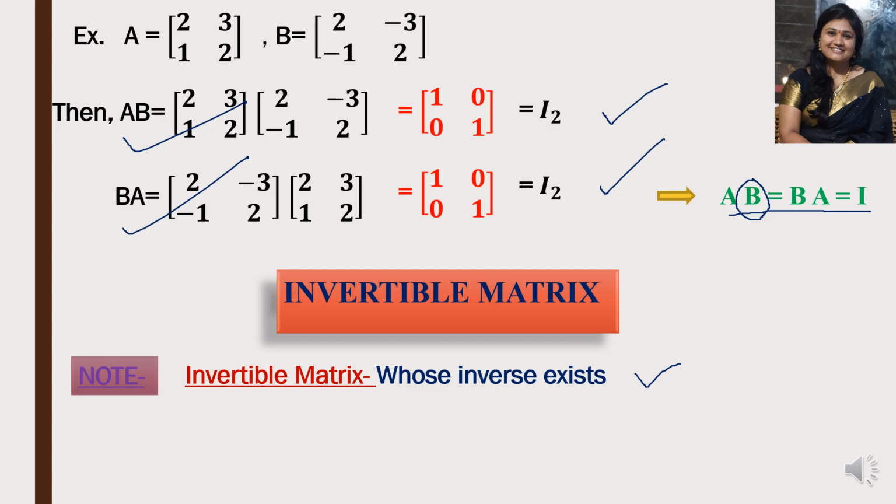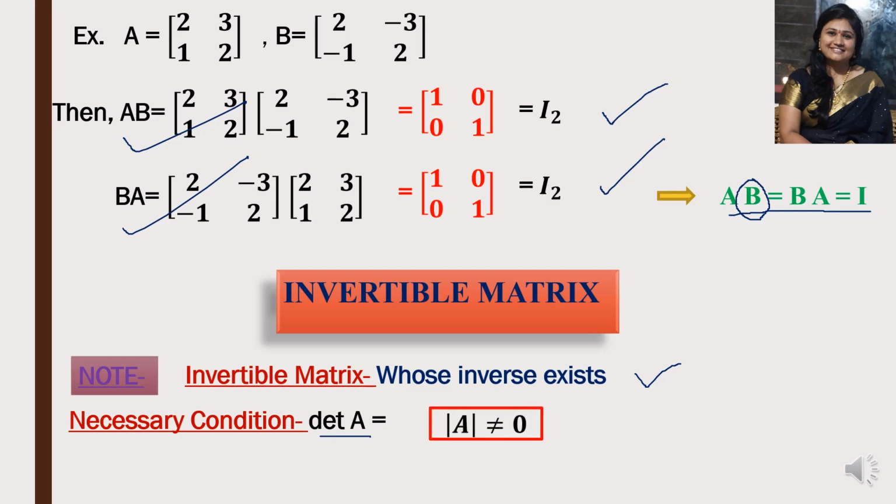But how to show that the matrix is invertible, right? So there is one condition for showing the matrix is invertible, that is you just find the determinant for the given matrix, right? And if the determinant value is not equal to 0, then we say that the matrix is invertible, right?